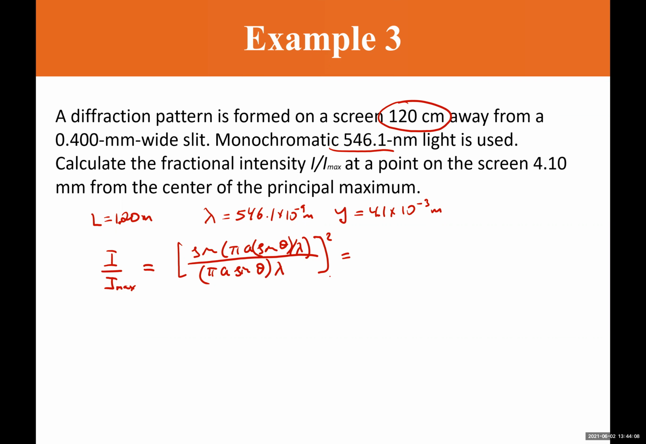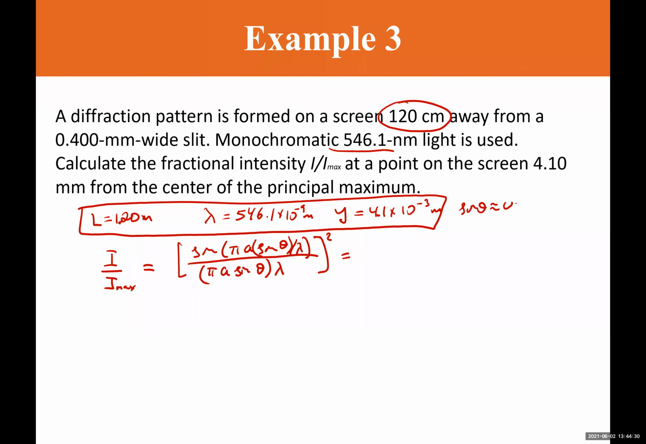So we need to know what the sine of theta is. We are given L, lambda, and y, which are good enough for us to find it, because sine of theta is approximately tangent of theta. Remember, one equation for sine of theta was m lambda over a, but I don't know the value of a at the moment.